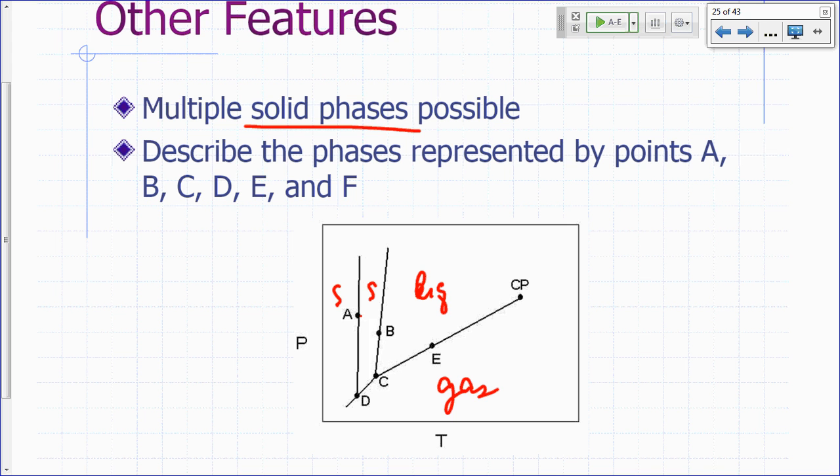So what would this point A represent? That would be a condition where you would find two forms of the solid in equilibrium. What would point B represent? Solid and liquid at equilibrium. Point C would represent liquid and gas. Point E would represent the triple point where you have solid, liquid, and gas. Point D would represent another triple point, but this time you have two solids in equilibrium with the gas. Okay? I guess there's no point F there.